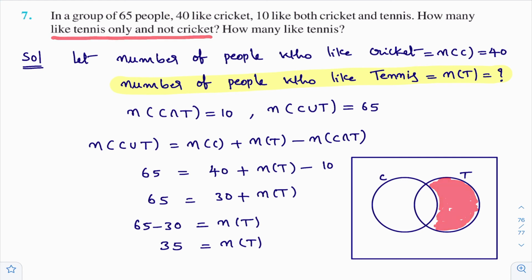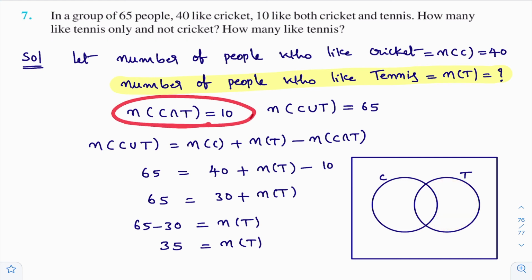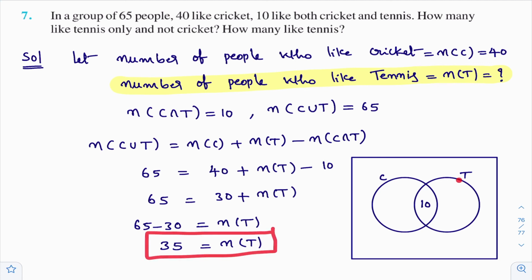Here, from the given data only, we know that n of c intersection t is 10. This number is 10. They gave it in the question, right? And just now we calculated n of t is 35. That means this full circle is 35. Okay. So to get only this part, I know this full circle is 35. From 35, if I remove this 10, I'll get T only but not cricket. I hope you are understanding.